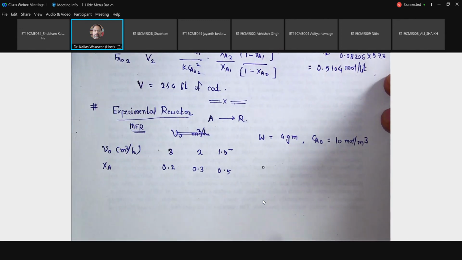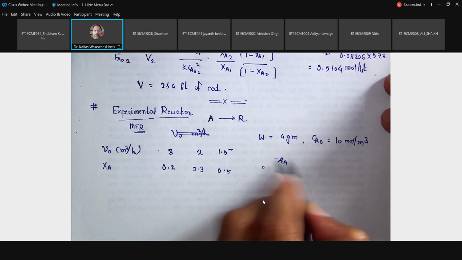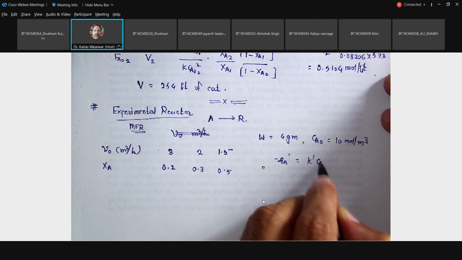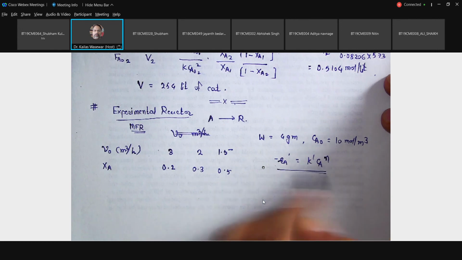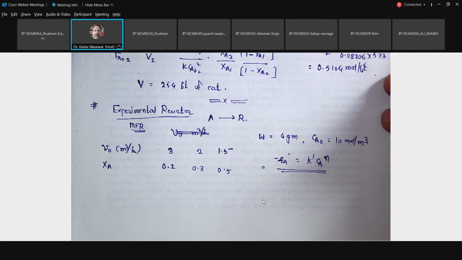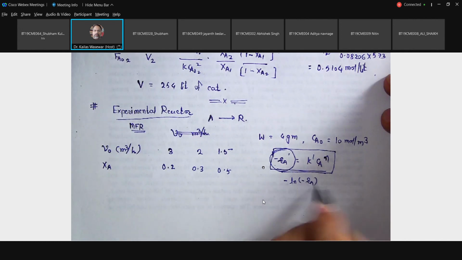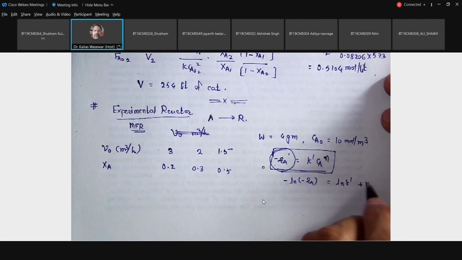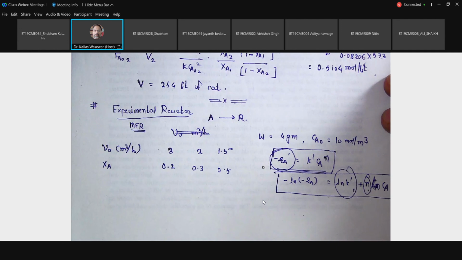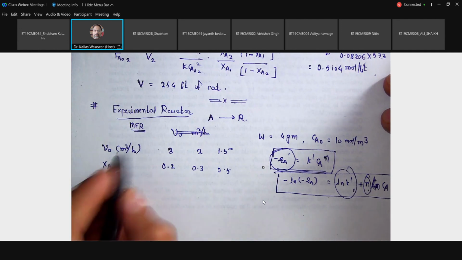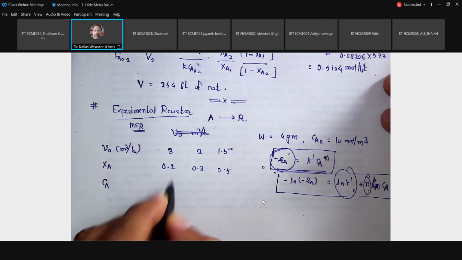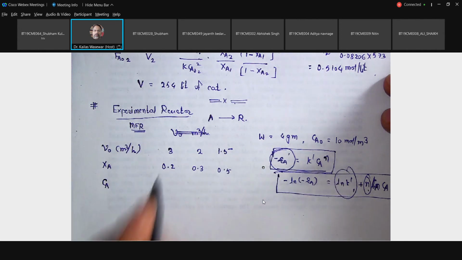And that will be what? Ra is equal to K Ca to the power n. So from this given data, what can we calculate? To find out this particular rate expression, we have to know the value of Ra first, because by taking ln of minus Ra, and ln Ca, then by plotting this one, you can get the n value and the K value, the order of the reaction. So Ra we can calculate from this one. Ca we can get. Ca0 is given, Xa is given. So Ra we can easily calculate.